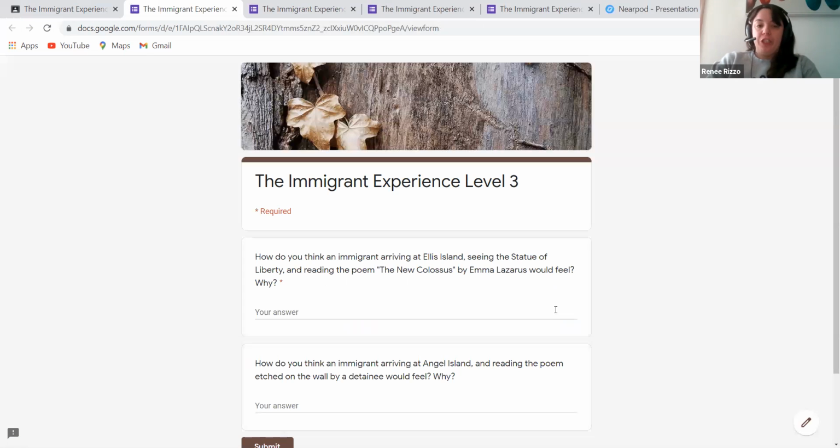And level 3, which is open-ended questions. How do you think an immigrant arriving at Ellis Island, seeing the Statue of Liberty, and reading the poem The New Colossus by Emma Lazarus would feel, and why? And how do you think an immigrant arriving at Angel Island and reading the poem etched on the wall by a detainee would feel, and why?